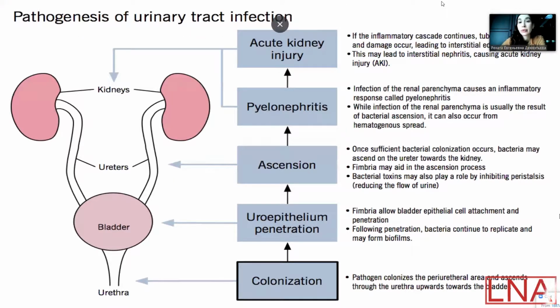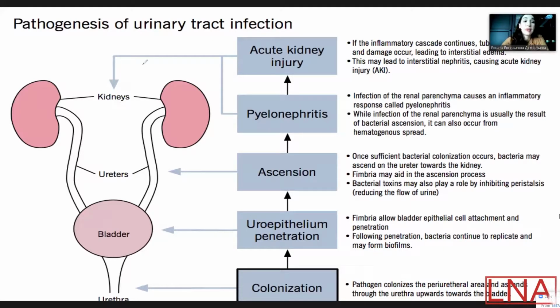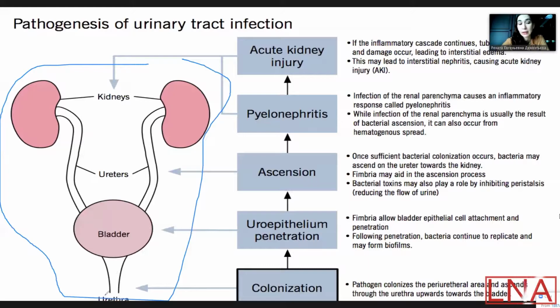If you look at this picture, we're returning to the scheme, only the scheme of the normal anatomy. The lower part includes the urethra and bladder, the urine bladder, and the upper part includes the ureters, kidney, and renal pelvis. So, in the ureter, about colonization.